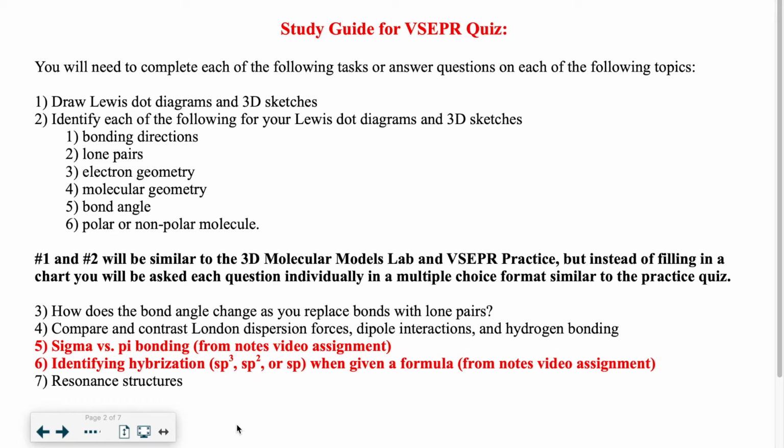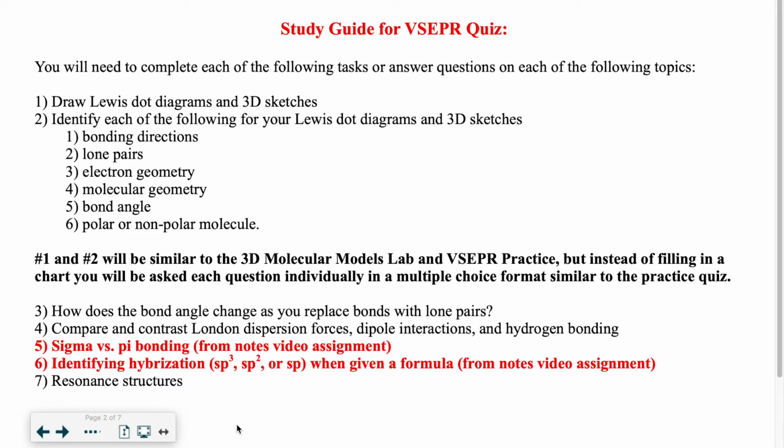You will need to complete each of the following tasks or answer questions on each of the following topics. 1. Draw Lewis dot diagrams and 3D sketches. 2. Identify, for each of the following Lewis dot diagrams and 3D sketches: bonding directions, lone pairs, electron geometry, molecular geometry, bond angle, and whether it is a polar or nonpolar molecule.